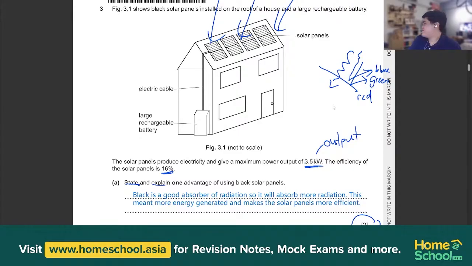So there's not really such a thing as a second best absorber, but maybe second best can be something that is a bit darker in color. That's pretty much it.